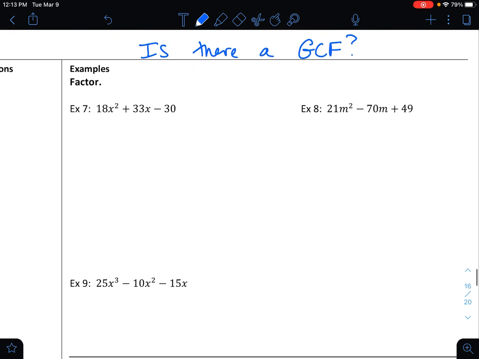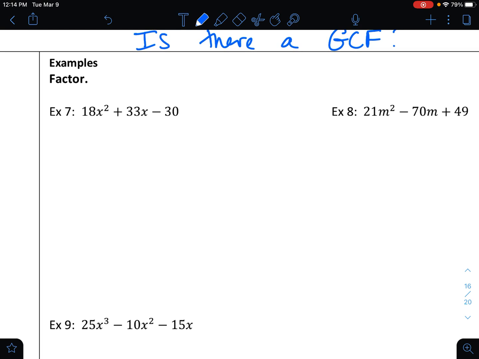These last three do have GCFs. So I wanted to separate them out and talk about finding that GCF and showing you what the answer looks like. So number 7, we should always ask, is there a GCF? And so I do see a GCF with the numbers. Okay, 18 is the smallest number, so a 3 will go into all of those. Let's try 6. 6 goes into 18, but not 33. So I have to back off to 3.